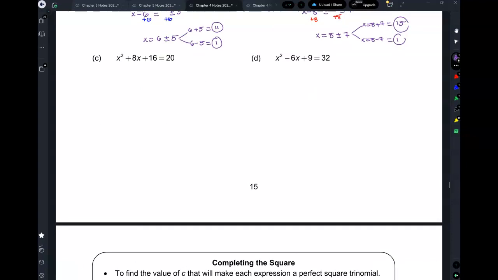Perfect square trinomial. How do I factor this? What do you think? Tell me.